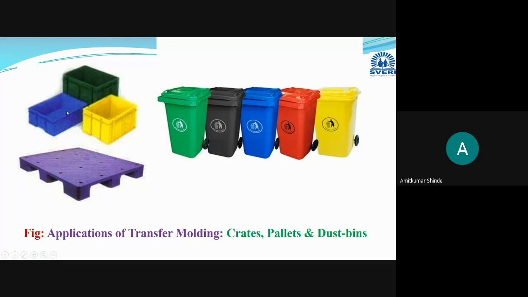Then pallets. These crates are used for storing or carrying vegetables or fruits from one place to another, or you can store the fruits and vegetables here only. These are pallets; you can carry the material on this. Then dustbins, different colored dustbins with different shapes, and this will be hollow in nature. These are manufactured with the help of transfer molding only.